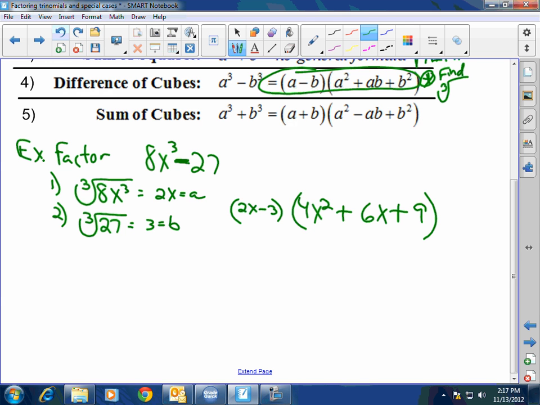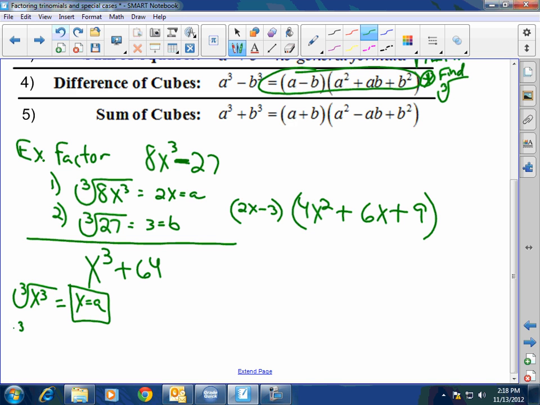Same thing for the sum of cubes, except for the sum of cubes, I have a minus on that part. But let me show you that. Let's just make it simple: x cubed plus 64. Now again, for those of you that are a little bit weak with multiplication, this is going to be very time consuming. But this is a perfect cube plus another perfect cube. So the first thing, what's the cube root of x cubed? x, that's my a value.